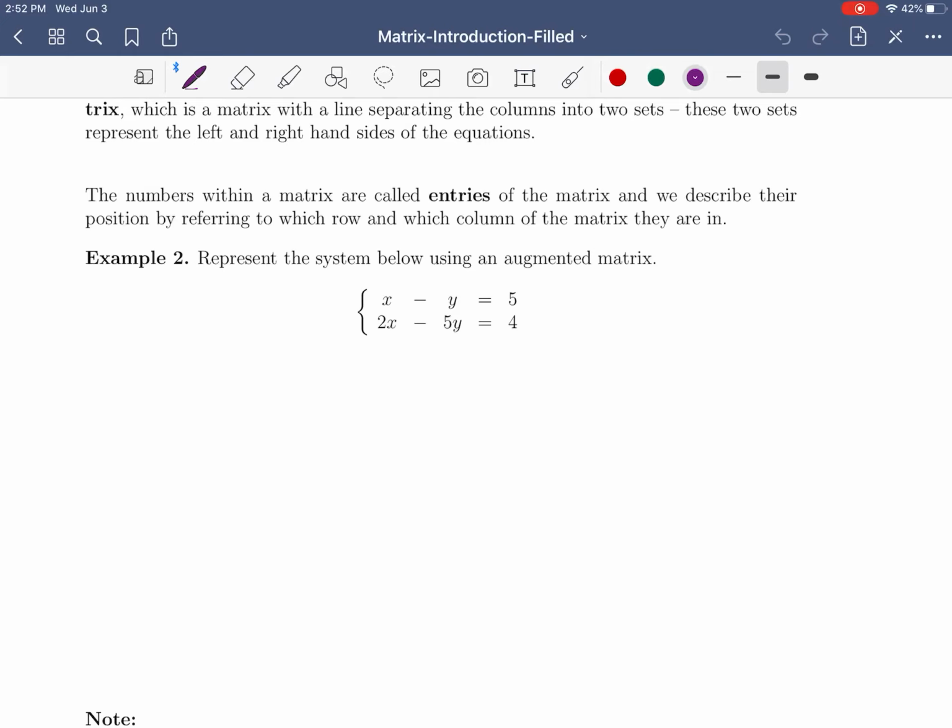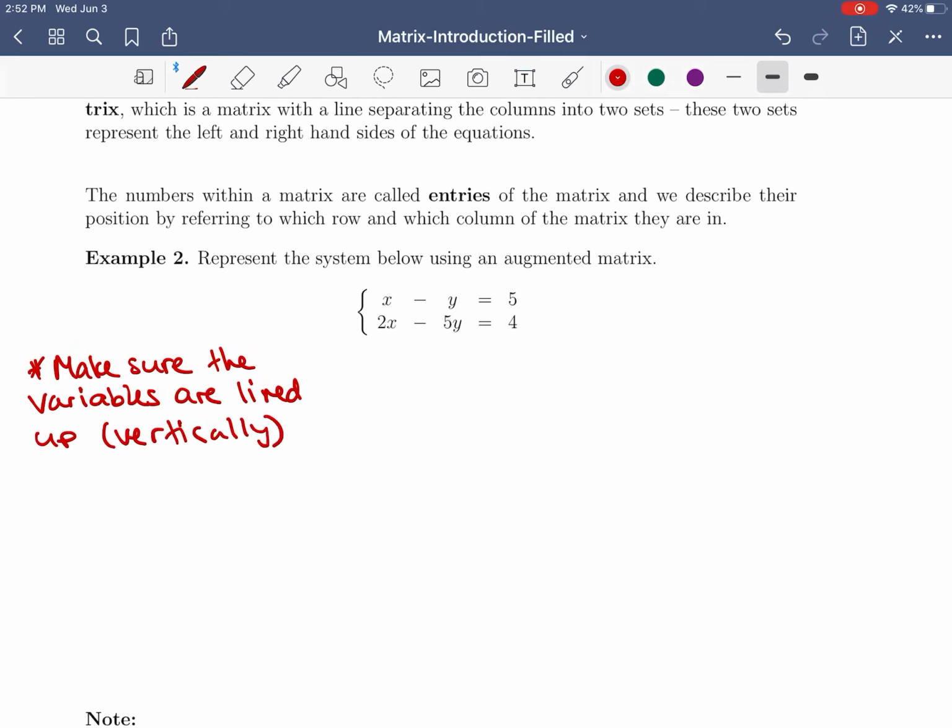So here's a system of equations: x minus y equals 5 and 2x minus 5y equals 4. When you're putting your equations into a matrix, you want to make sure the variables are lined up, and what I mean here is vertically. Notice that the x's are above each other and the y's are above each other. I will always give them to you in the proper order, but when you make your own system, you might have them reversed, so be careful that they're in the same order.